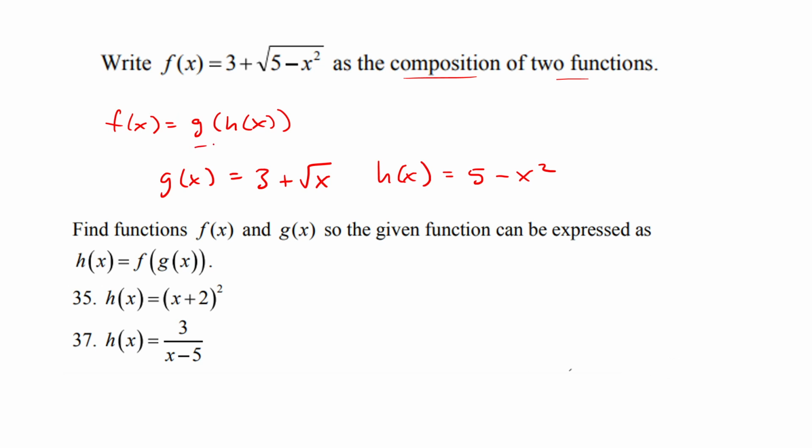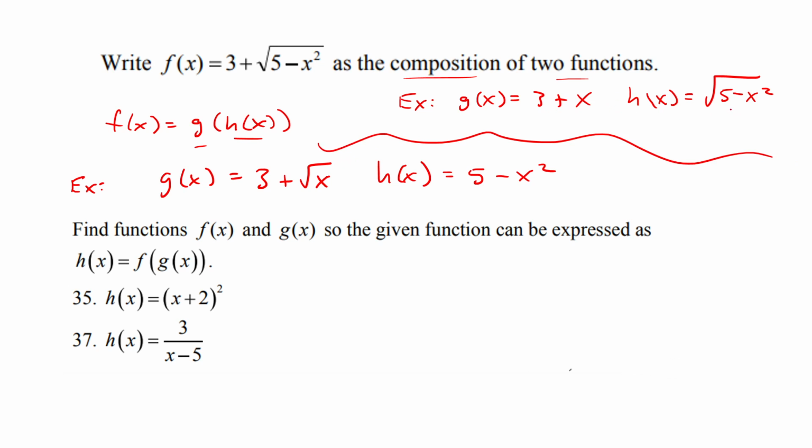And we can see, right, g of h, that means everywhere there used to be an x in g, we're going to replace it with h. And you can see that that would get us back where we want to be. Now that's just one example. Okay, so to show you another example, another way you could have answered this question, let's say, g of x equals 3 plus x, and h of x equals the square root of 5 minus x squared. Okay, that'd be another way to answer it. And we can see, right, if I took that and plugged it in here, it would get me back where I started.